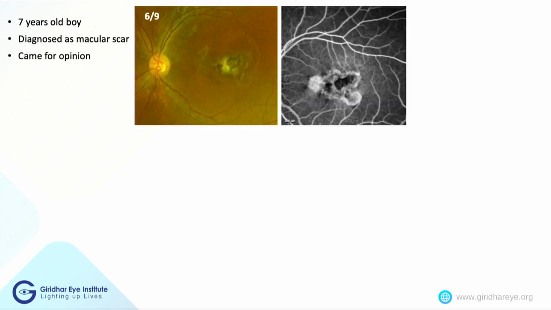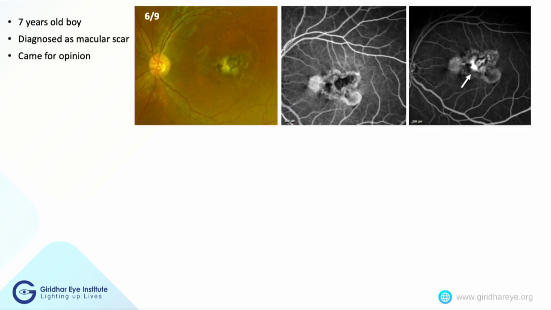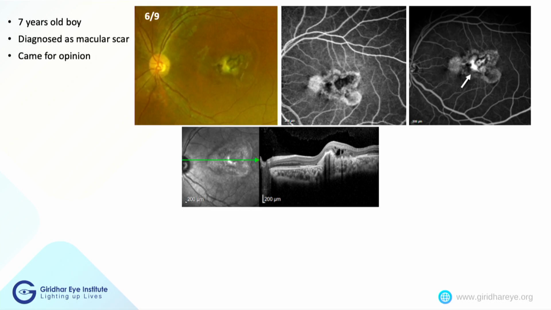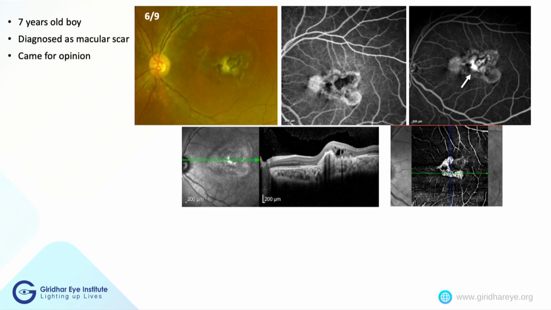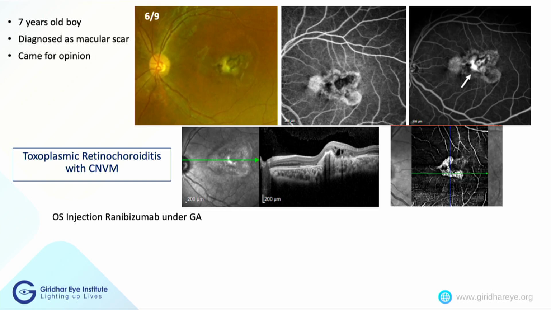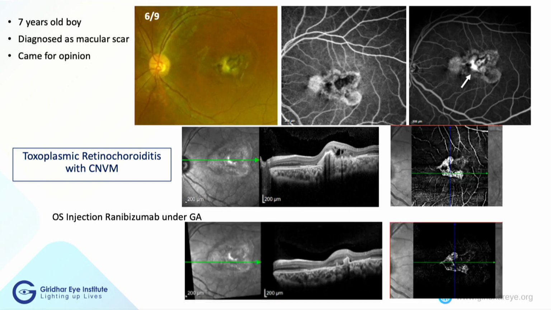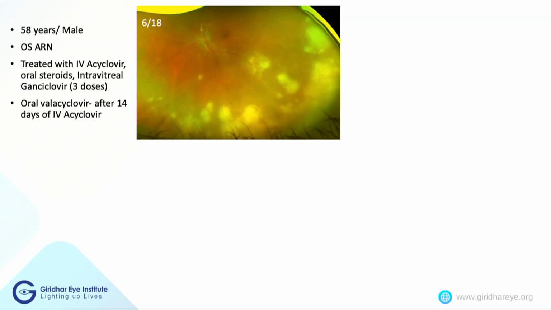This is a 7-year-old boy who was diagnosed to have macular scar and was just left without any intervention, but they came to us for an opinion, and surprisingly it showed an active CNV which was confirmed on OCT and OCTA. We had to give injection under GA, and he beautifully responded. So in these kind of situations also, there is no substitute for imaging.